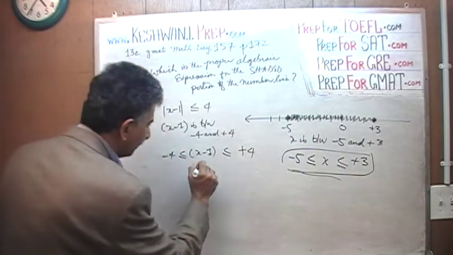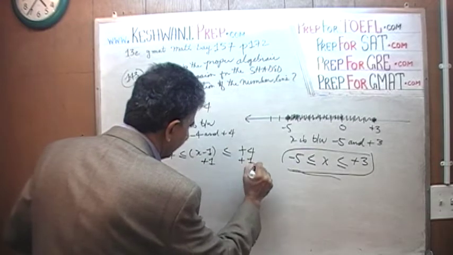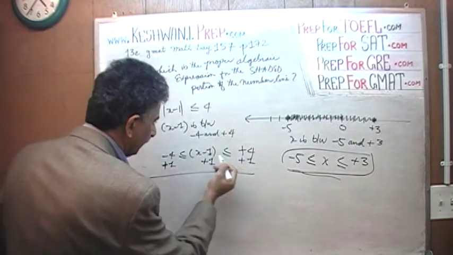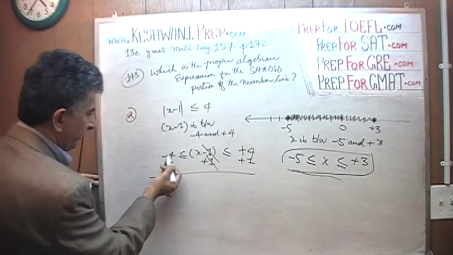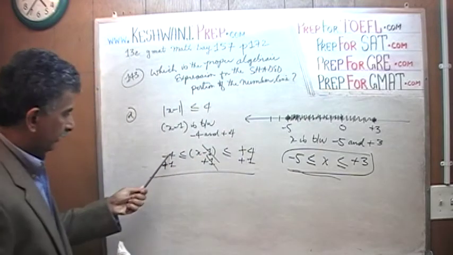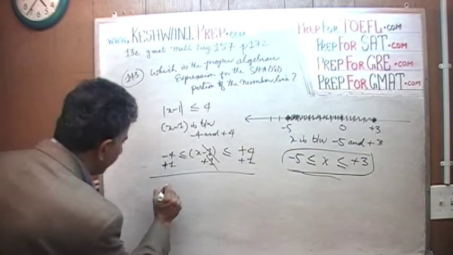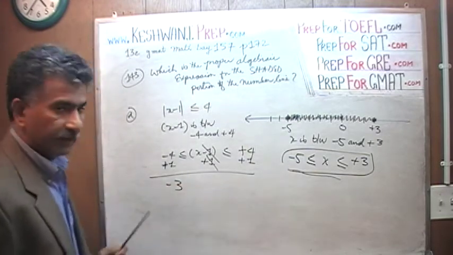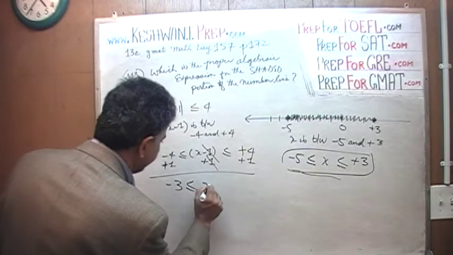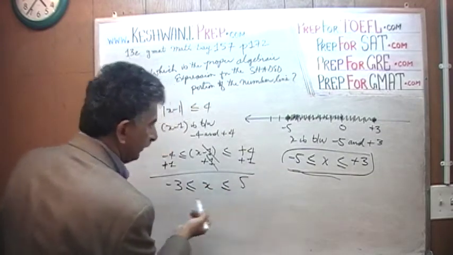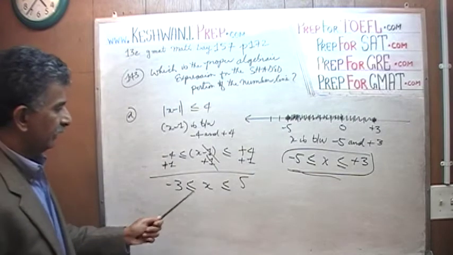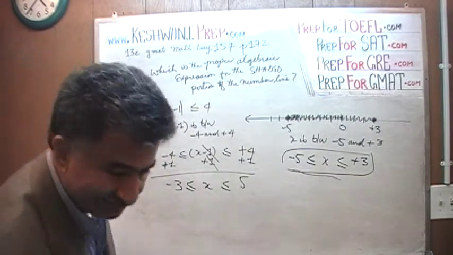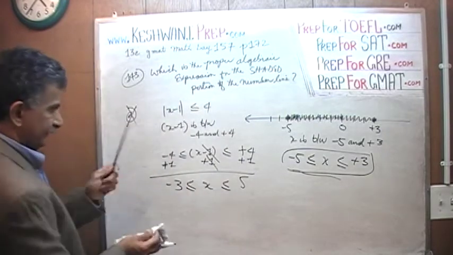Let's add 1 to all the sides here, the entire inequality, so that we can get rid of this negative 1. Negative 1 and positive 1 drop out, and here we have negative 4 and a positive 1. A negative 4 and a positive 1 is going to give us negative 3. Right away we know it's the wrong answer because we started with negative 5. This is not the right answer. And here it's just the reverse. We need a negative 5 here and a positive 3 here. That's just the opposite. That's not it.